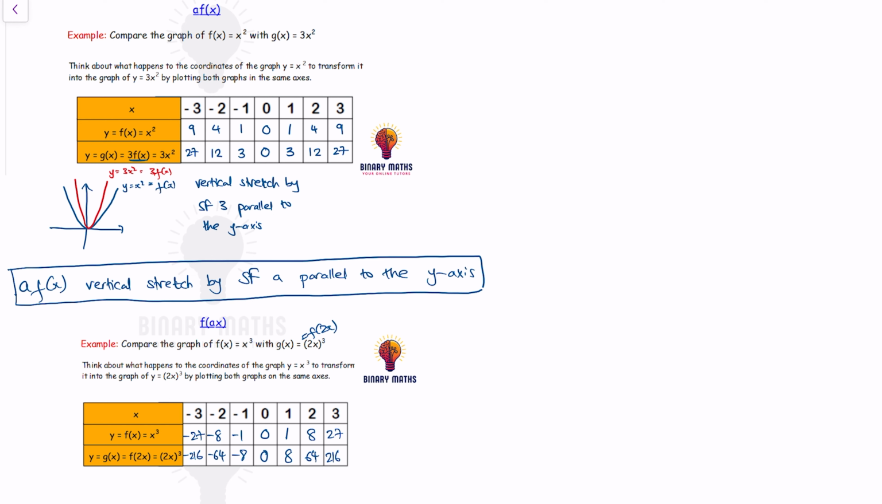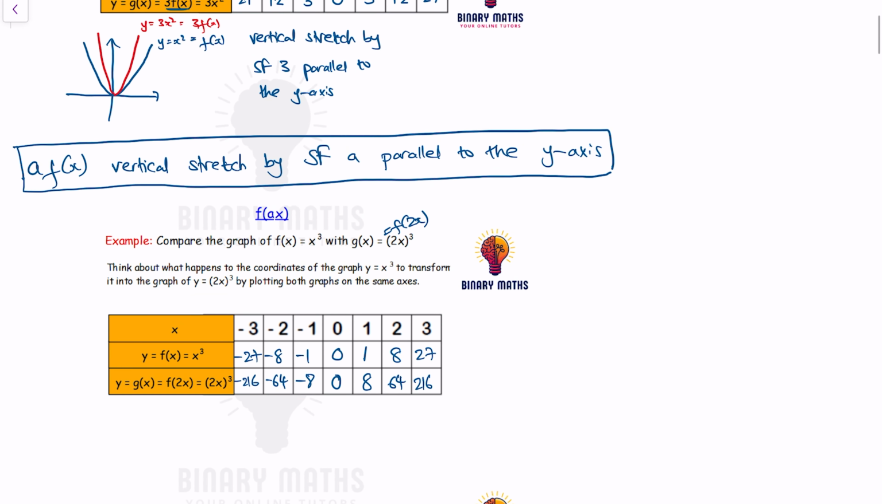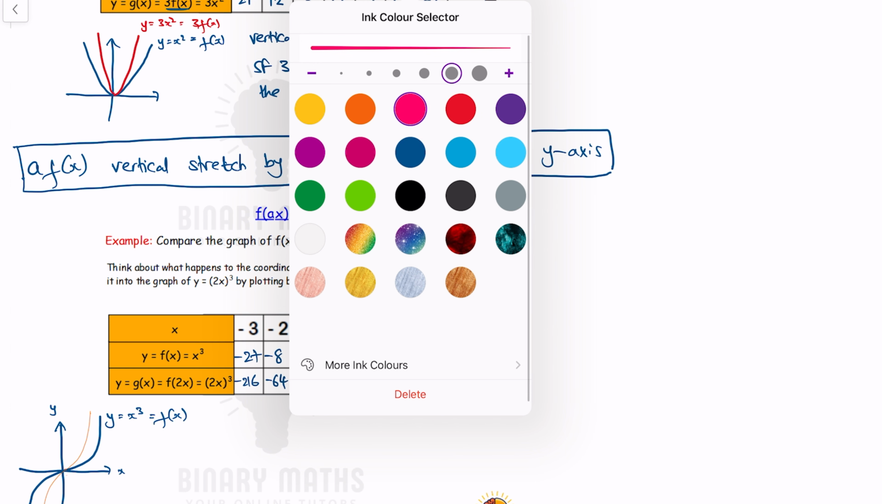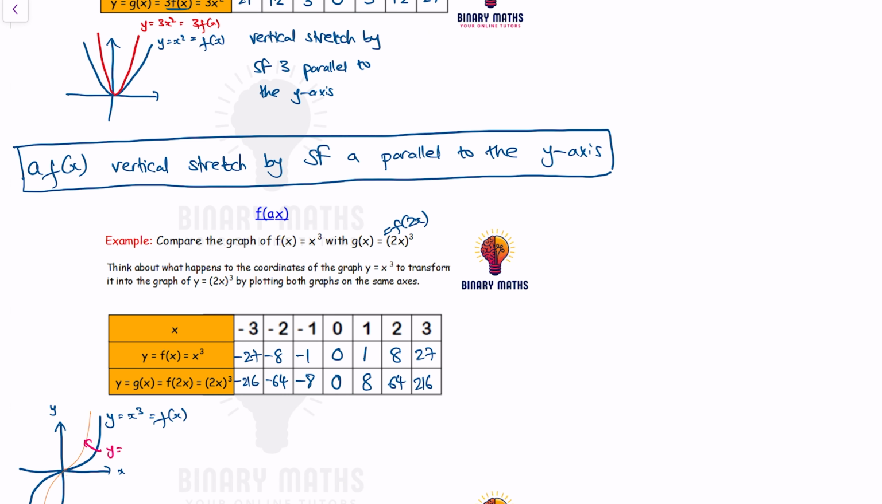So if I were to sketch this out, this is x, this is y, then this is normally x cubed. Y is equal to x cubed, which is equal to f of x. And if I look at these numbers, 1 goes to 8, so it grows more quickly. I should use a different color. This one, y is equal to 2x all cubed, which is f of 2x, is growing more quickly. So it's actually a horizontal stretch.